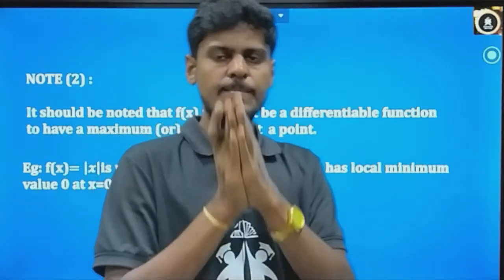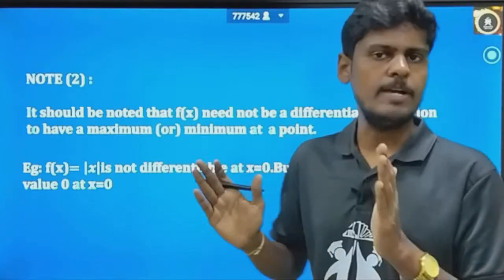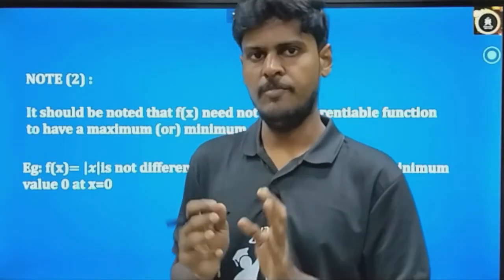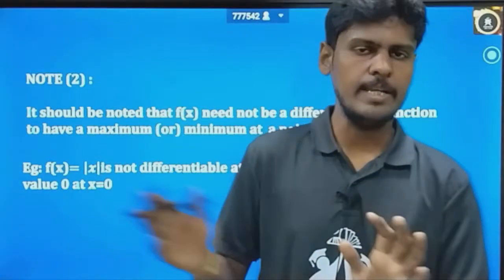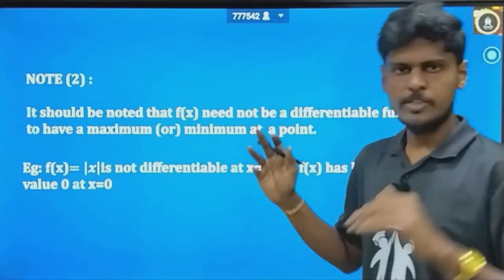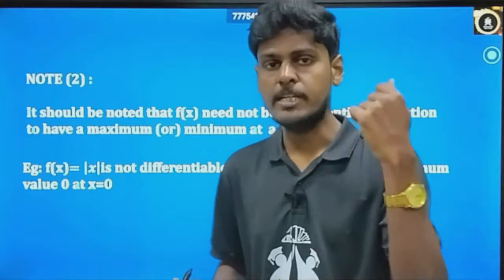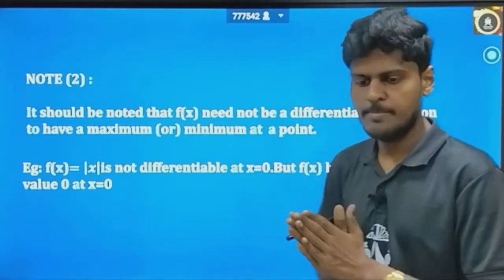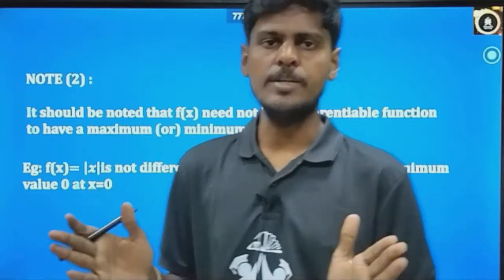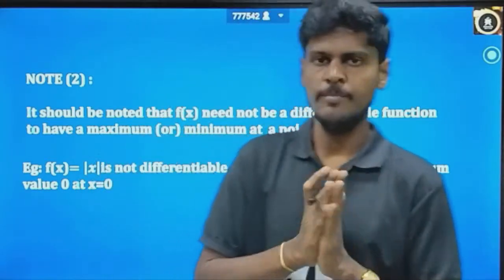What is maximum? It is the maximum most value in the neighborhood of that point. Similarly, minimum is the minimum most value in the neighborhood of that point. So we should always keep in mind the basic definition to find maximum or minimum. A function need not be continuous, it need not be differentiable to have a maximum or minimum.